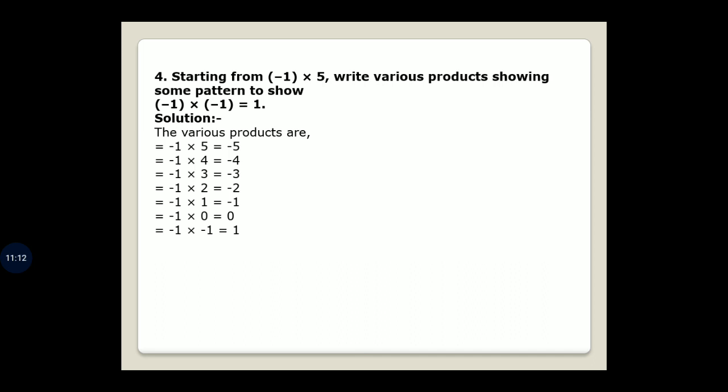Fourth problem, as you can see here, starting from minus 1 into 5, write various products showing some pattern. That is, minus 1 into minus 1 is equal to 1. That means we have to form a pattern from minus 1 into 5.